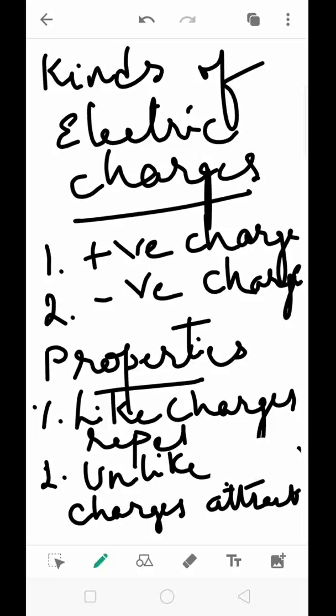The properties of electric charges are: like charges repel and unlike charges attract each other. This statement is known as the fundamental law of electrostatics. Now, let us learn about the different experiments conducted by scientists to understand the properties of electric charges.